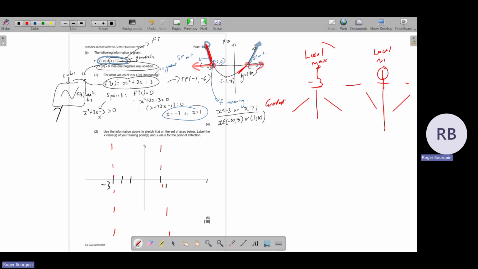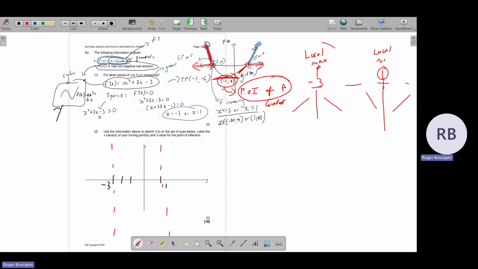Now it says, where is the point of inflection? It's always in between your stationary points. This is where the gradient of the gradient is 0, where your second derivative is equal to 0. The turning point of the first derivative is where your second derivative is 0. So the turning point of this graph is going to be the point of inflection of the original graph f, because the derivative of the derivative is equal to 0.